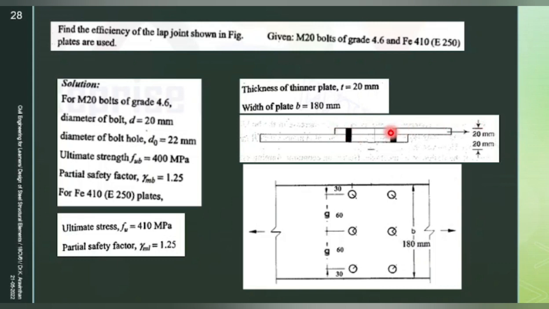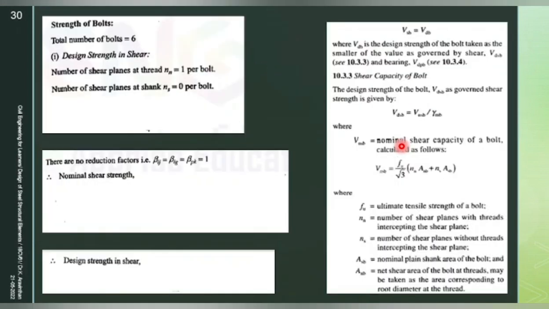If I am tensioning two plates, you will have single shear only. n_n will be 1 and the number of shear planes without threads will be 0. If you have more than two plates, then you will have the other case. Now the total number of shear planes: how many bolts do you have? 6 bolts, so n_n, the number of shear planes with threads, is 6.